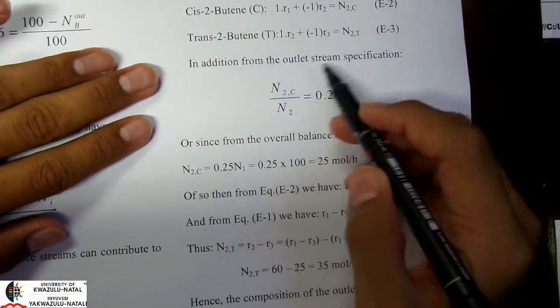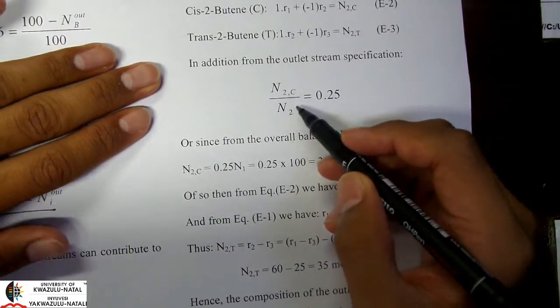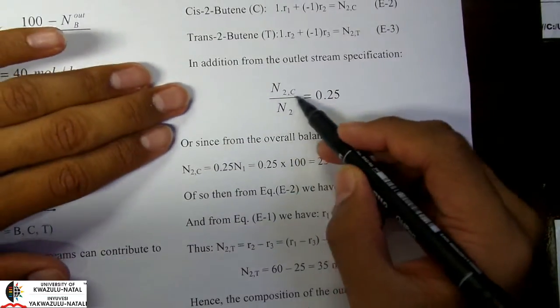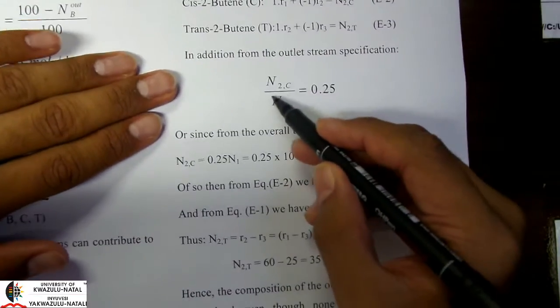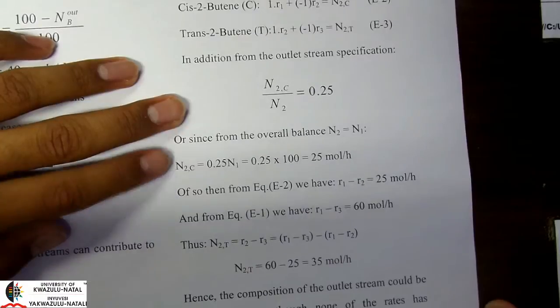Okay, and in addition to that, we also have a stream specification. Remember that N2 of C over the total flow rate N2 is equal to 0.25. That's our mole fraction specification.